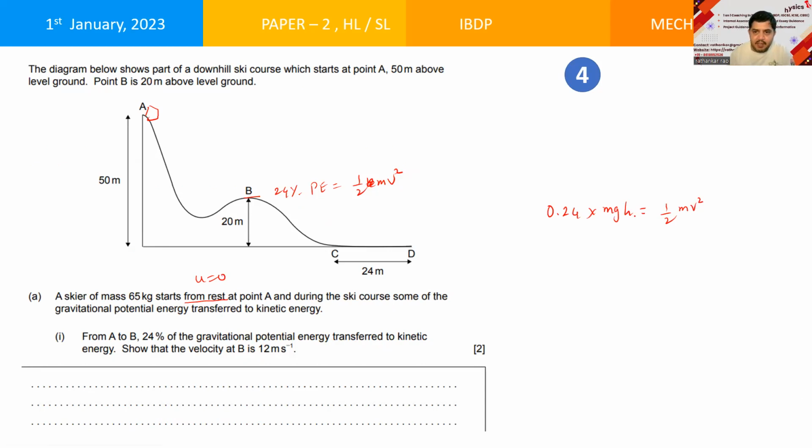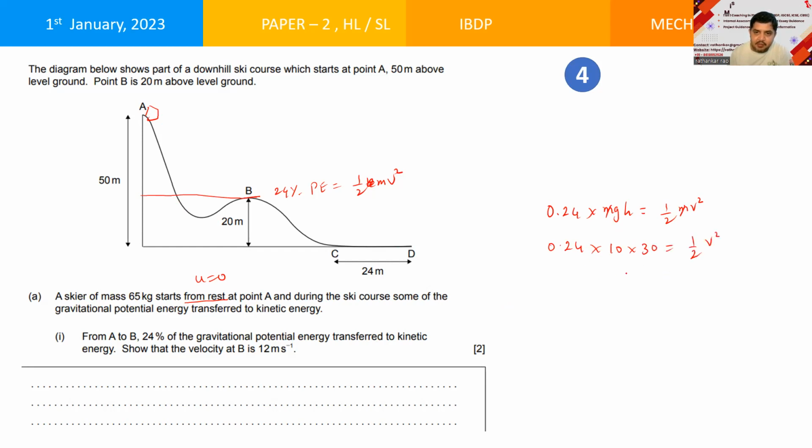Okay. Now, when I write about this h, which h should I take? This h is not equal to 50 meters here, but instead, the difference between these two. That's what you should write. So therefore, this should now be equal to 0.24 multiplied by this m, and this m gets cancelled over here. This is 10 multiplied by h. What is h? It is 30 over here, right? 30 should now be equal to half into v square.